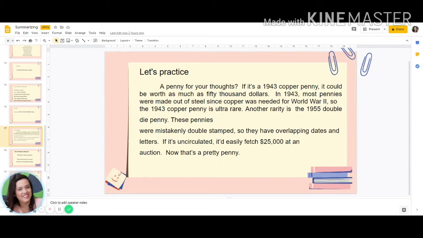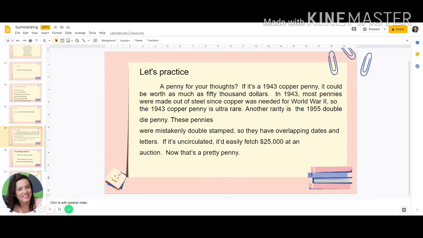If it's a 1943 copper penny, it could be worth as much as $50,000. In 1943, most pennies were made out of steel since copper was needed for World War II. So, the 1943 copper penny is ultra rare. Another rarity is the 1955 double die penny. These pennies were mistakenly double stamped, so they have overlapping dates and letters. If it's uncirculated, it would easily fetch $25,000 at an auction. Now, that's a pretty penny.